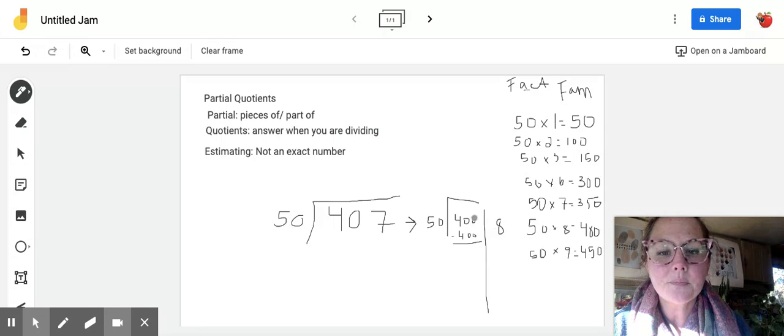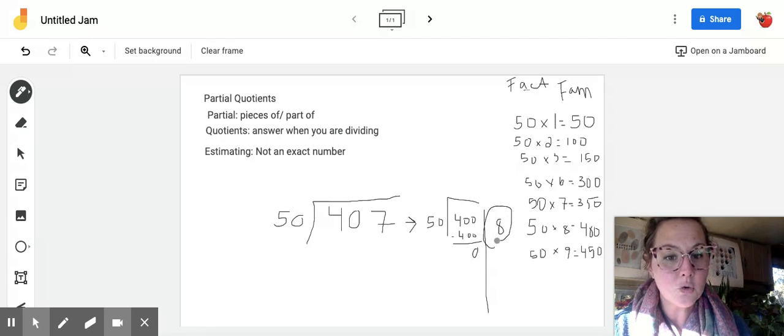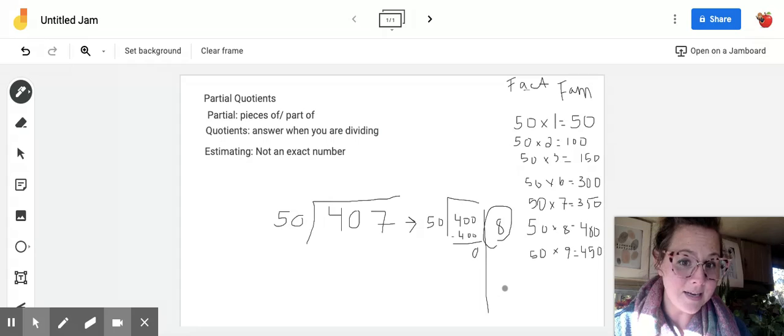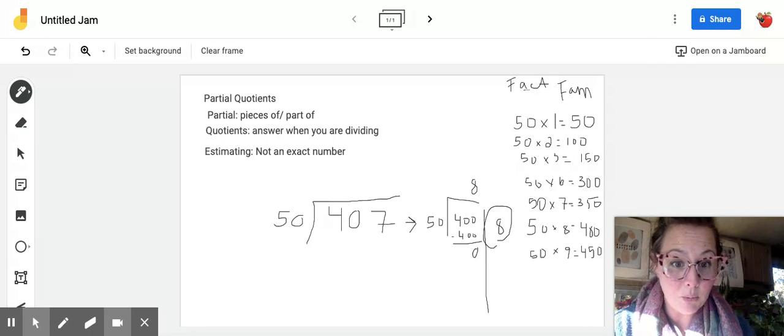of it, right? So 400 minus 400 is a whopping 0. Can I go any further? No, I'm all done. I'm going to look at my partial quotients, which I list on the side here. Look at that. There's just an 8. So I'm going to put the 8 here. Now it's time for me to check my work.